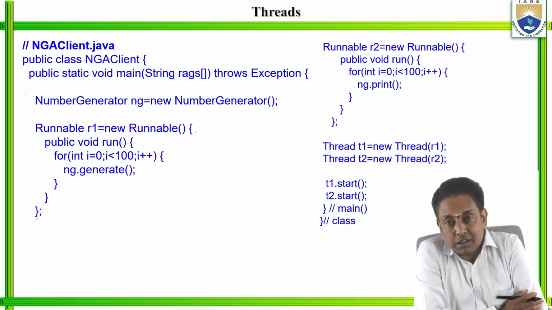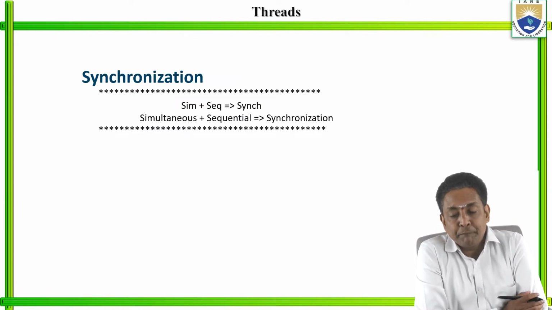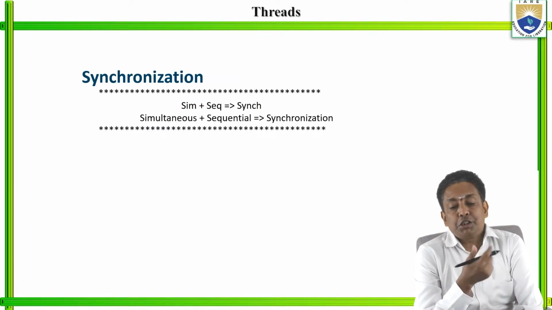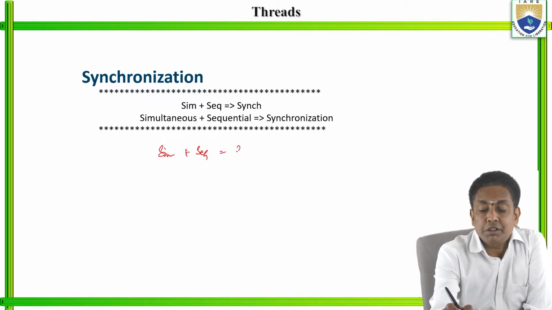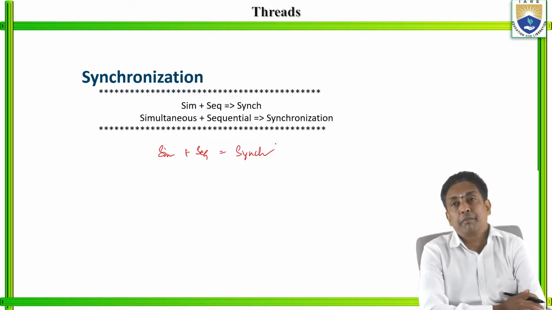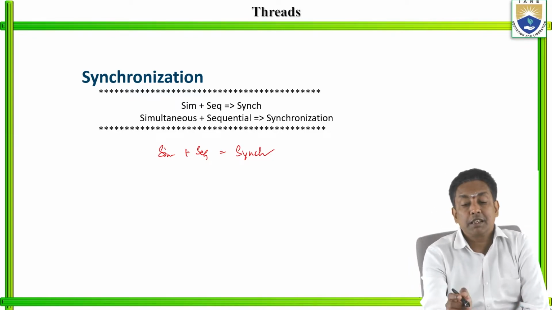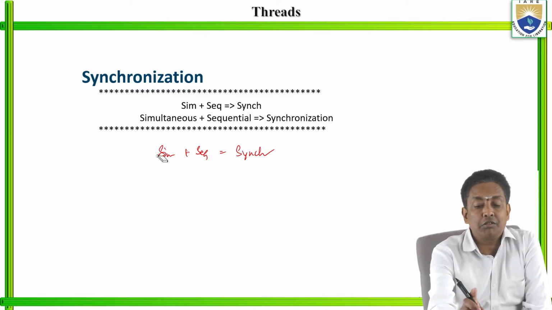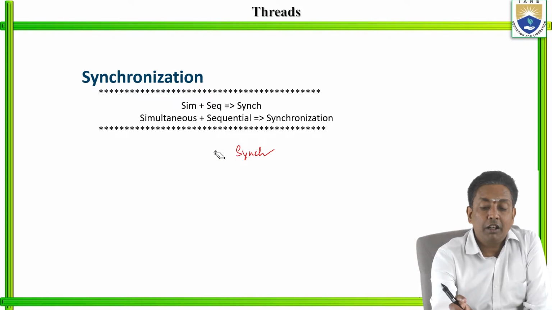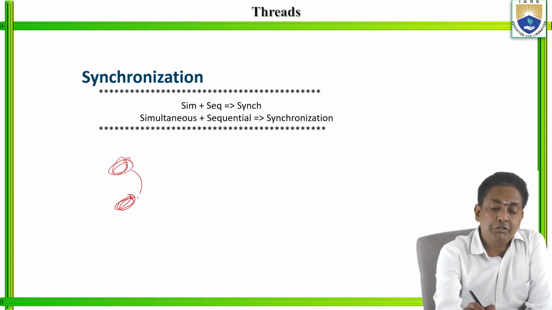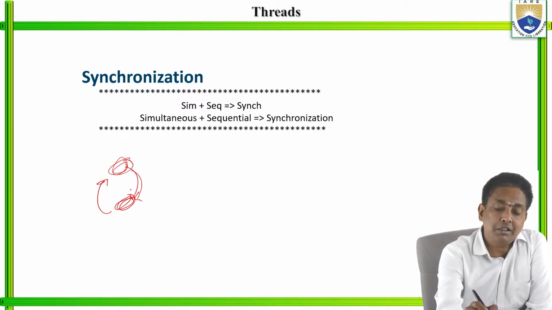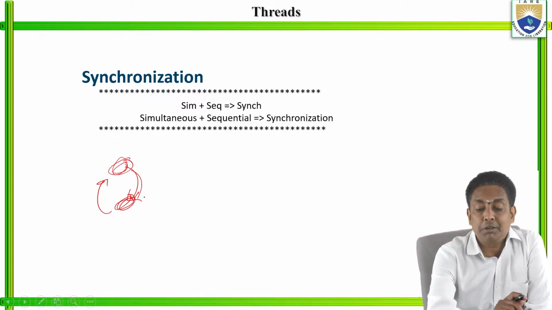Next one is synchronous. And I made it into a short like this. Simultaneous plus sequential is equal to synchronous. Today we want to run simultaneously. One thread, one thread, one thread, one thread, one thread, one thread. And execute this thread, then this thread, then this thread, this thread. This type of execution is better.